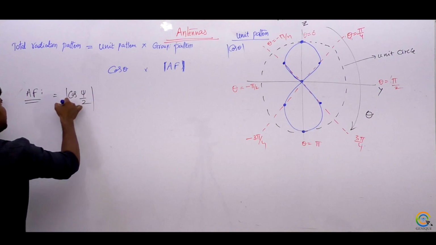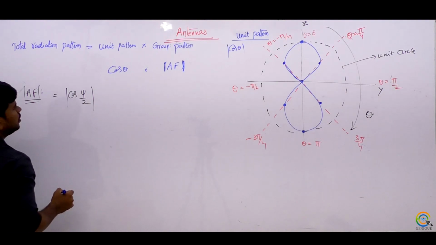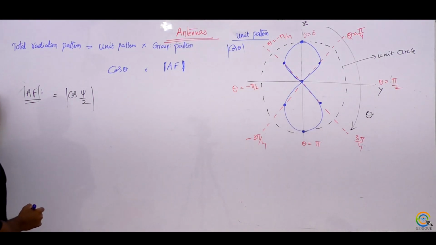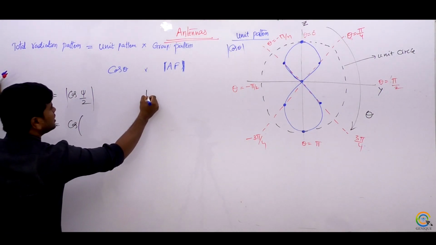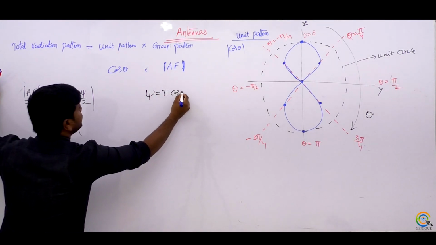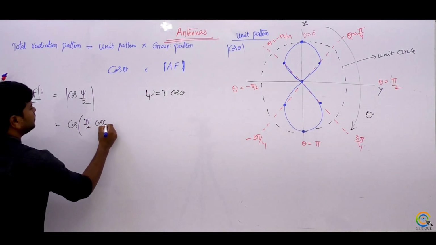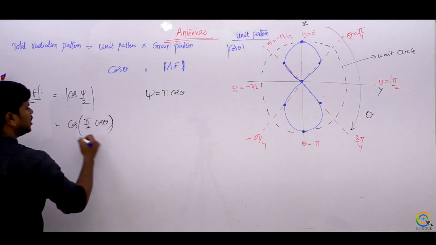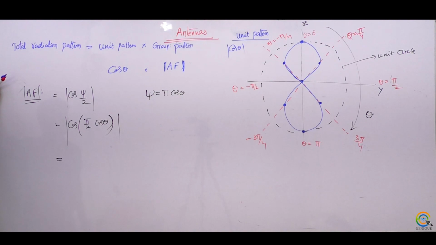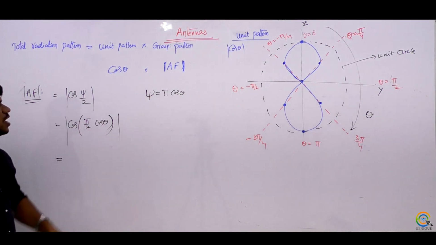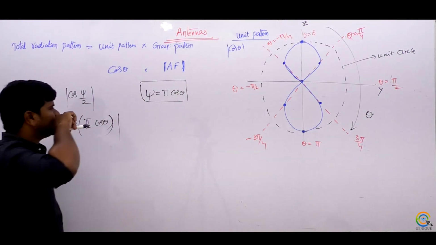If you take mod, you have to take mod. This is the array factor, cos psi by 2. So what is cos psi by 2? If I want to write cos psi by 2, this is mod of cos of psi by 2. Already we got psi equals pi cos theta. We obtained here, this is pi by 2 cos theta. Take the mod. So here what you will get? Cos of pi by 2 into cos theta. This is the array factor. We proved this, psi equals pi cos theta.